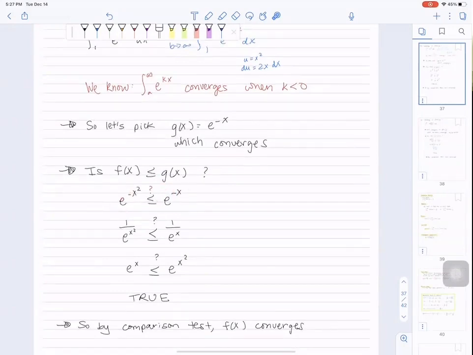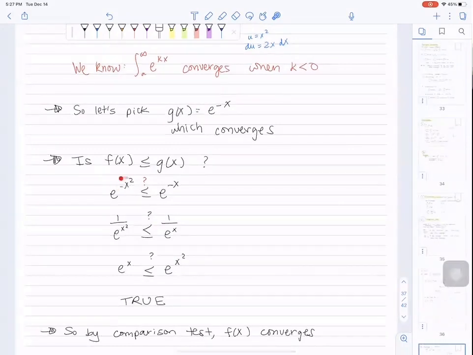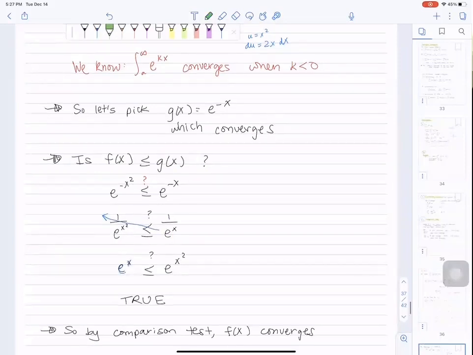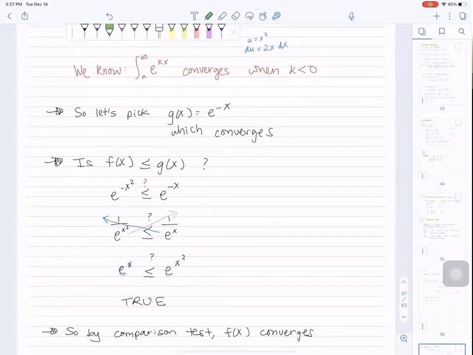How do we know? Maybe let's try rewriting it. This negative exponent, let's get rid of it by bringing it to the denominator. Same over here. Now we cross multiply. So this gives us e to the x, and cross multiplying over here gives e to the x squared. Now, is this true? Yes, because e to the x squared is going to go up faster than e to the x, so it will be a greater number.